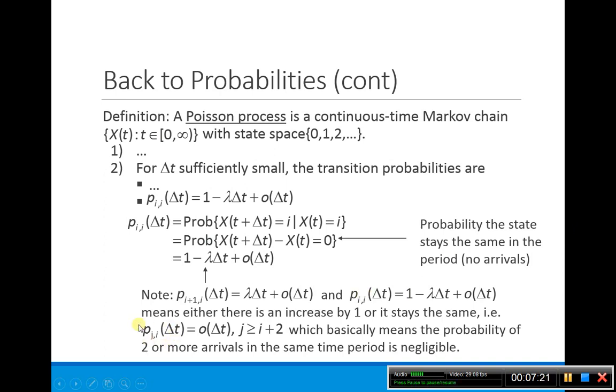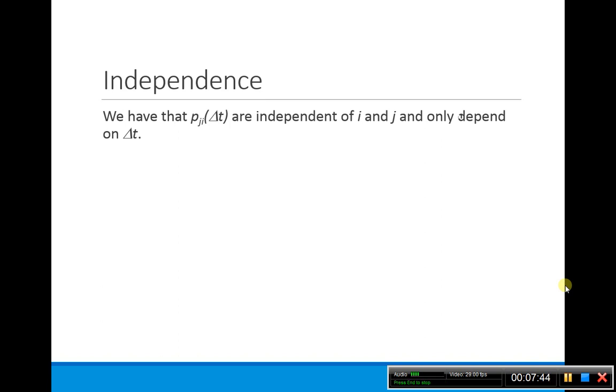And the probability of going from i to j, if j is bigger than just that 1 count, is basically negligible. When you see something as order delta t, it means it's negligible. There is the possibility that it would happen, but it's so small that it's not really worth considering, is the way you can think about that.